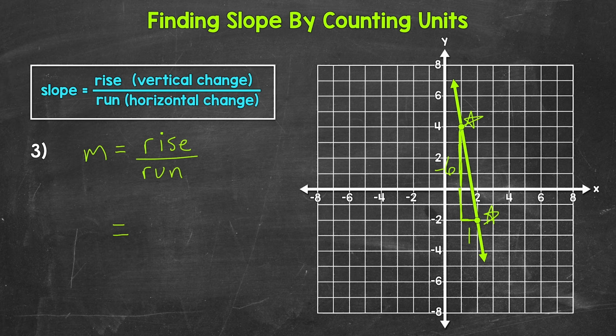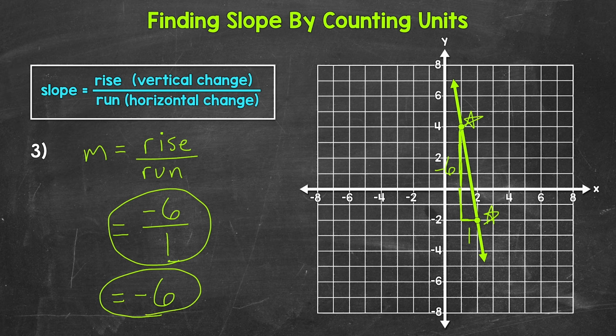So let's write our slope here. Our slope equals the rise, -6, and the run, 1. So our slope is -6 over 1. That slope tells us that this line goes down 6 units for every 1 unit it goes to the right. Now, something to keep in mind here, since the denominator is 1, we can also write this slope as just -6. Either of these will work and mean the same thing.